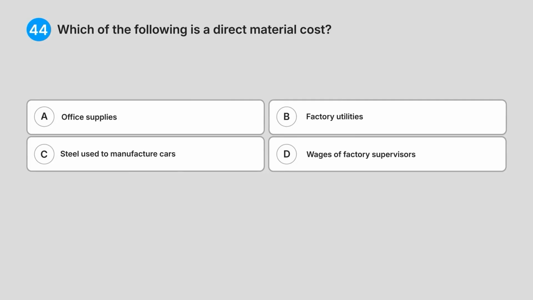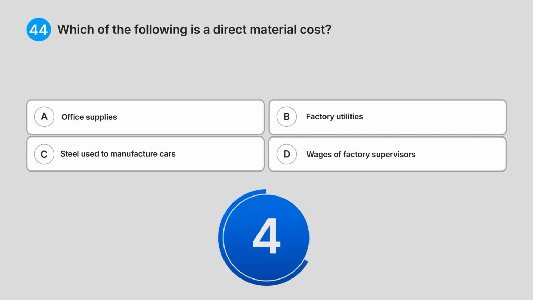44. Which of the following is a direct material cost? A. Office supplies. B. Factory utilities. C. Steel used to manufacture cars. D. Wages of factory supervisors. What do you think is the answer?